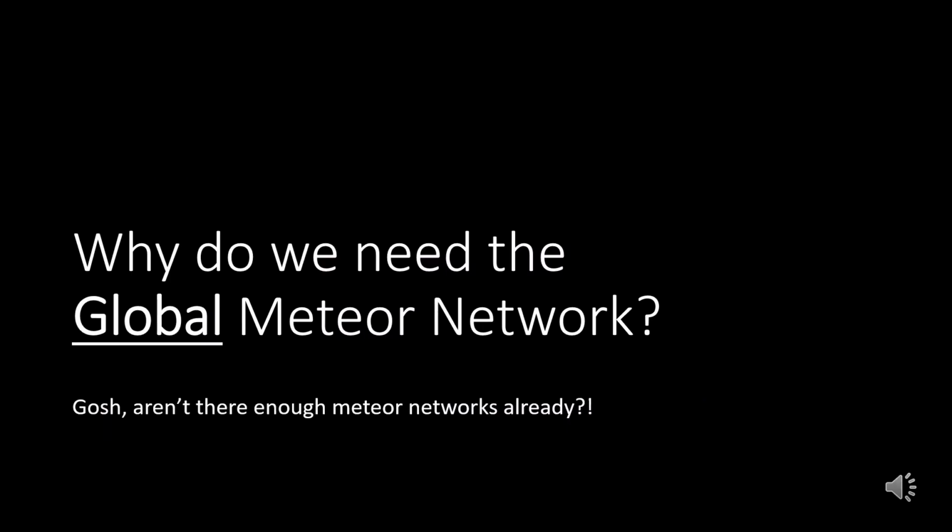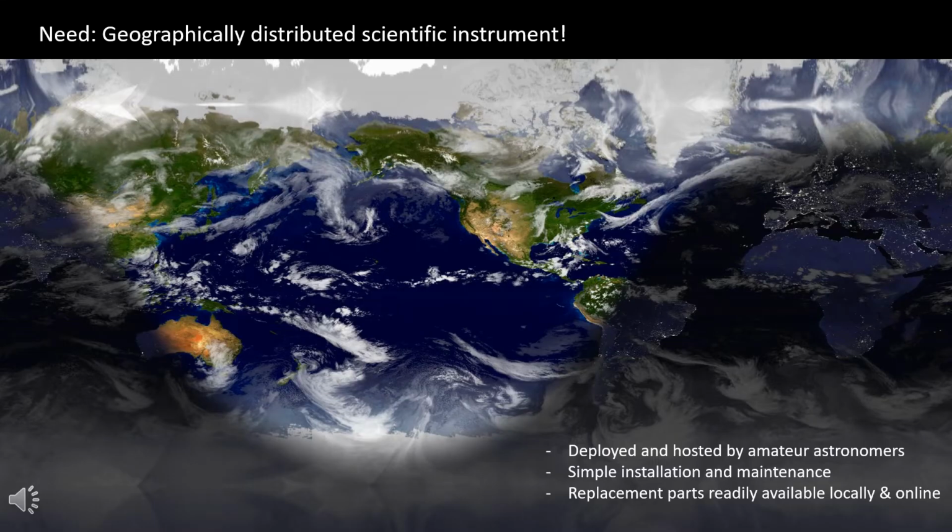Why do we need the Global Meteor Network? Meteors are very local objects since they come from a height of around 100 kilometers from Earth's surface. So if we want reliable results, we need lots of observers all around the world. A solution is to have cameras acting as one big instrument connected in a network.